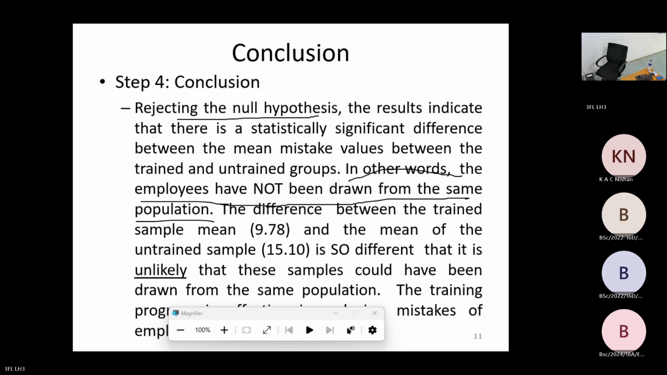Then what did we do? Then we followed 4 steps. What are the 4 steps? Step number 1, establish the null hypothesis. What's the null hypothesis? The null hypothesis indicates that there is no difference between the trained group and the untrained group in terms of the average mistakes. There's no significant difference between the trained and untrained group in terms of the average mistakes they commit. That's what we established under the null hypothesis. Well, that's step number 1.